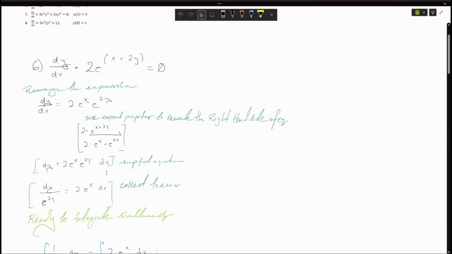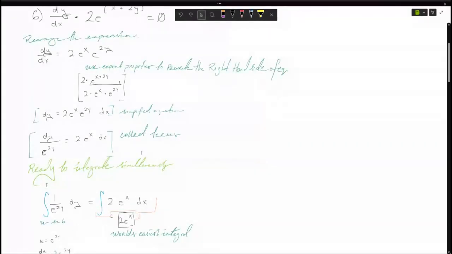So I divide by e to the 2y on both sides. And so all of our y's are on one side. And we have all the x's on one side. And now we can integrate simultaneously both sides.